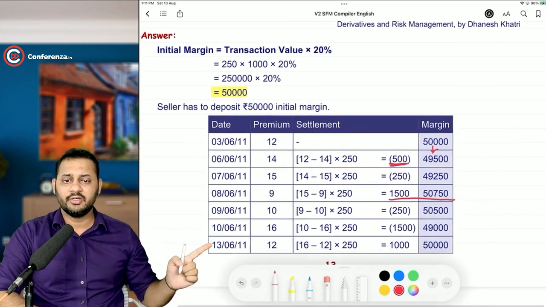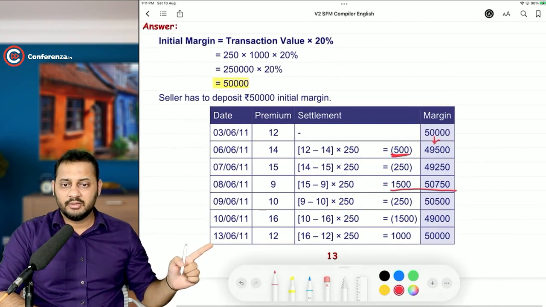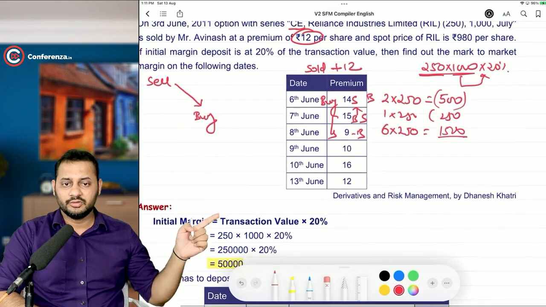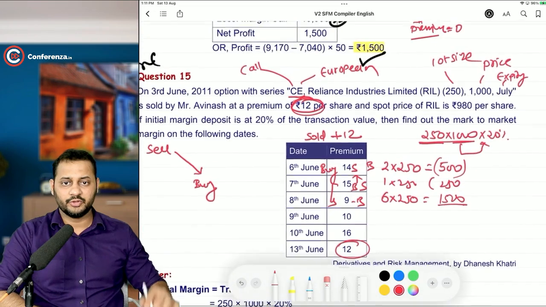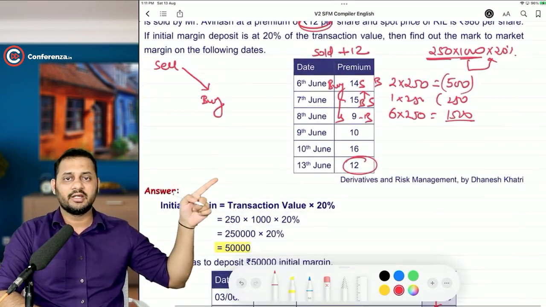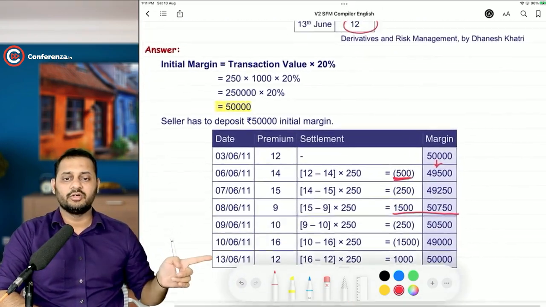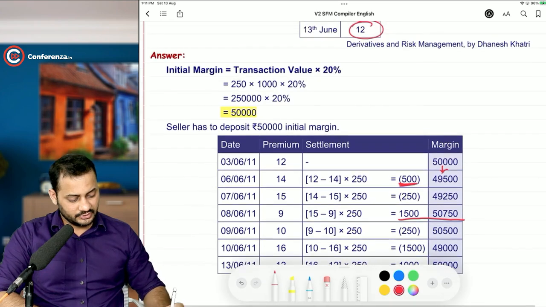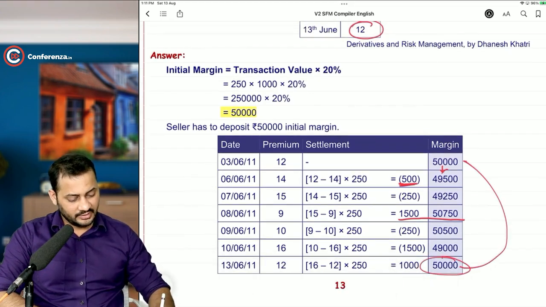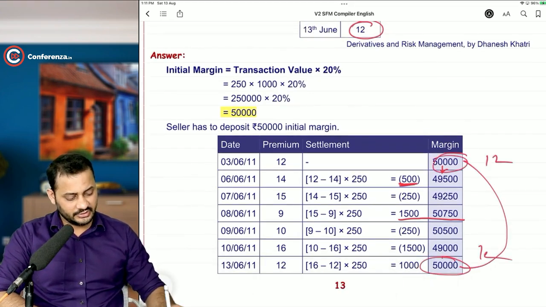And then in the same way, you can go on and complete the question. By the end of the 13th June, you are back to 12 rupees at which you sold the option. So you sold at 12 rupees, you are buying at 12 rupees, no profit, no loss. You will get back your margin account balance, which is 50,000 itself, the same as at the beginning, because the premium is the same at that point.